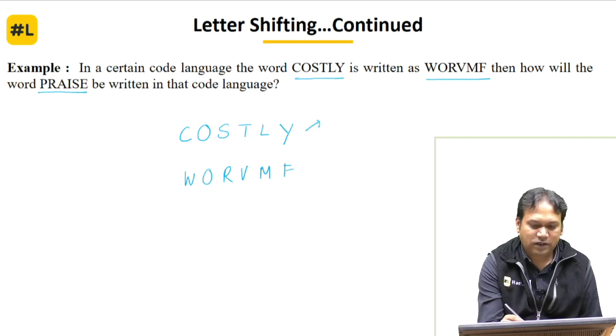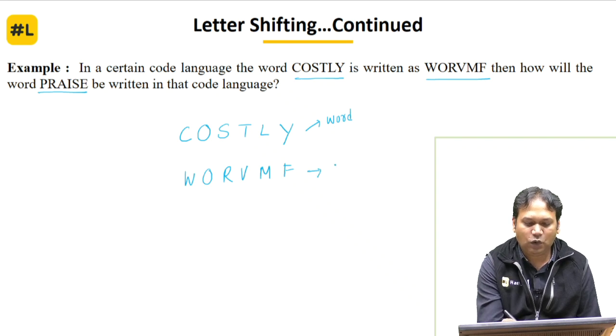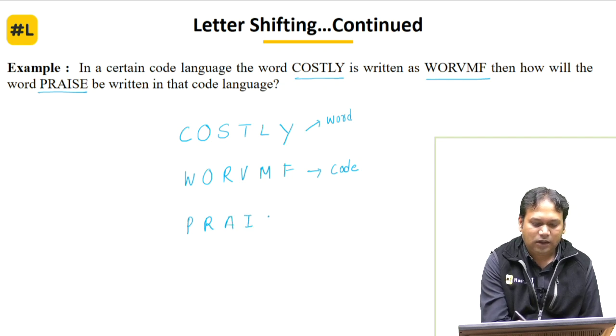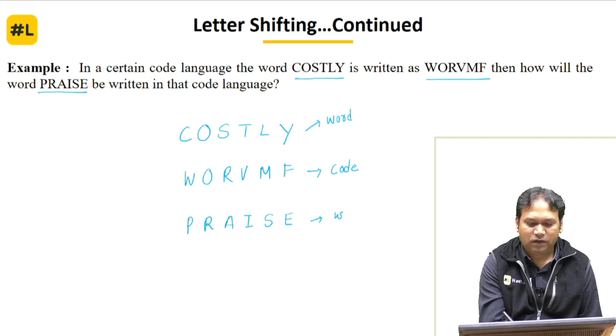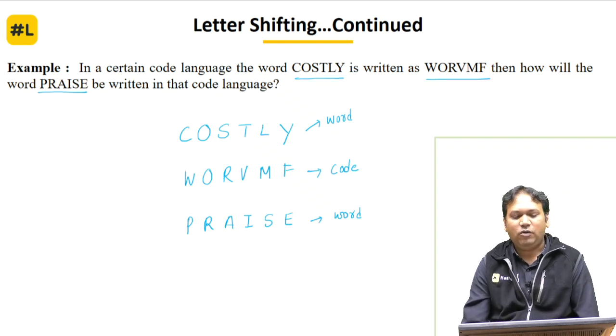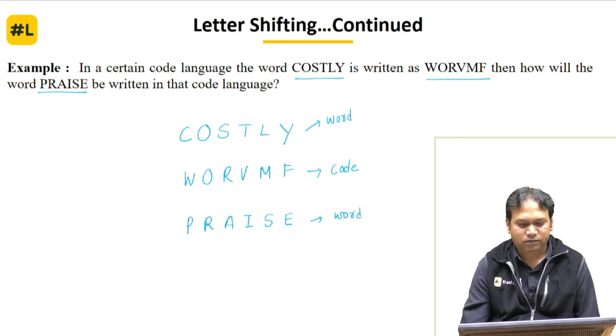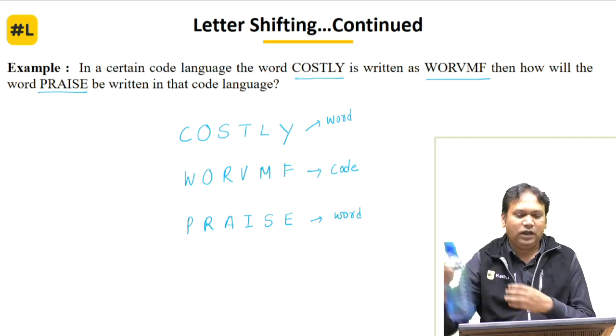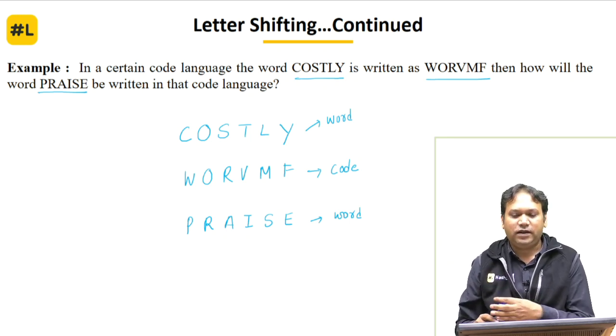What is the word here? Costly. And what do we have here? The code WORVMF. Then how will you code the word praise? By now you have got some idea of how to solve the question. What are you going to search for? Where are the letters? How do you solve? Try it out. See if you can get the answer. Costly is written as WORVMF.